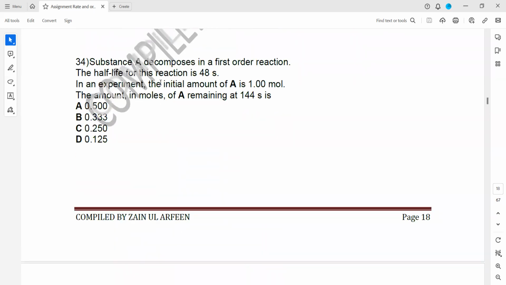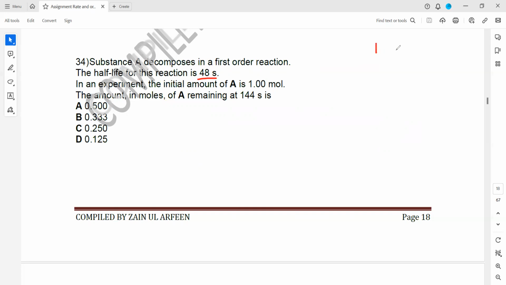Then a substance A decomposes in a first order, and the half-life is 48 hours. After every 48 hours, it will become half. In an experiment, the initial amount of A is 1 mole. What is the amount in moles of A remaining after 144? So after 144, how many half-lives are there? It's about 3 half-lives.